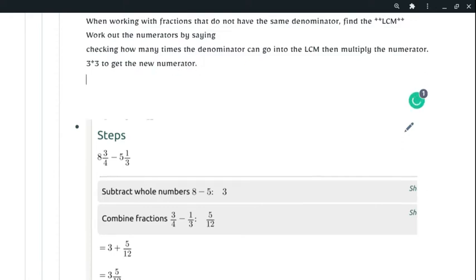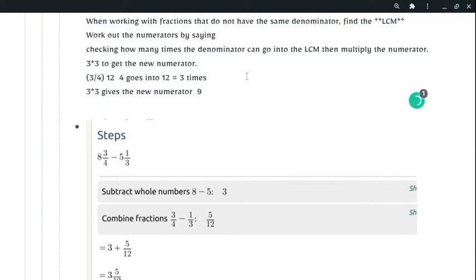Let me write an example. So we say 3 divided by 4, which has LCM 12. 4 goes into 12 3 times. So therefore we say 3 times 3 gives the new numerator. That gives us now 9.